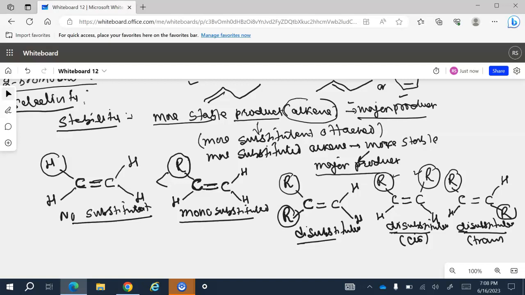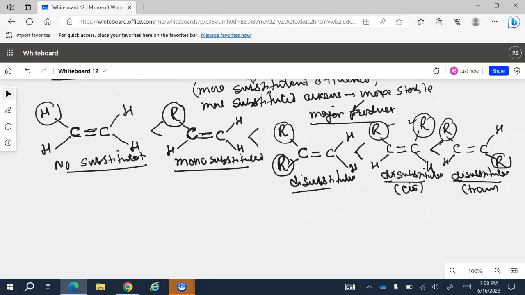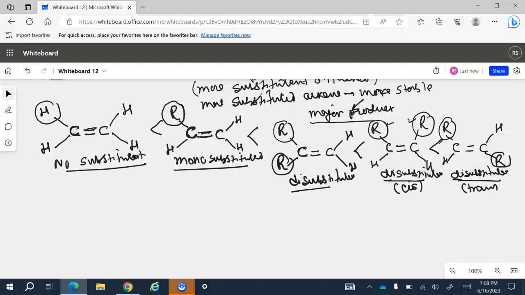Again, based on our rule, the di-substituted are more stable than the mono-substituted. So mono-substituted is less stable than any of these di-substituted. And make sure you understand this also: among the di-substituted, geminal is less stable than cis. Cis will be less stable than trans. Please remember this.